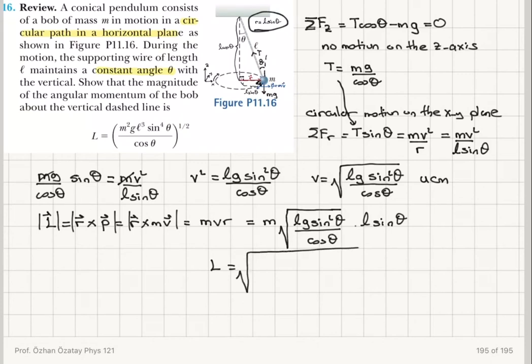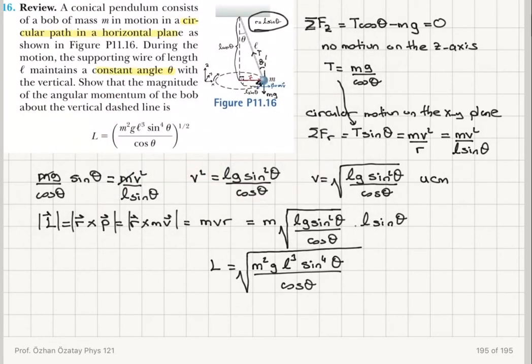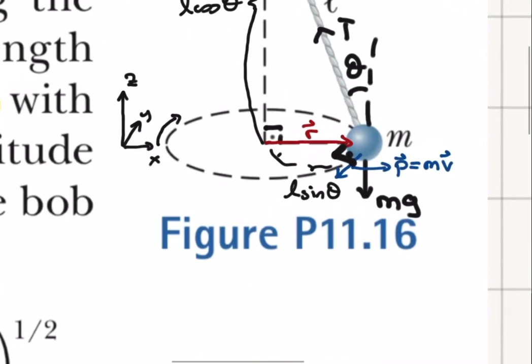So the magnitude of the angular momentum L is going to be, if I write everything in the square root, I have m going into the square root as m squared, g, L goes in as L squared, so it's going to be L cubed. Sine theta goes as sine squared, which will give me sine to the 4th theta divided by cosine theta. So this is going to be my final answer for the magnitude of the angular momentum of this bob.